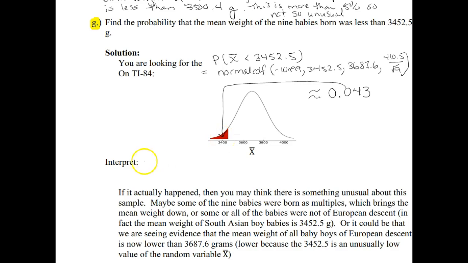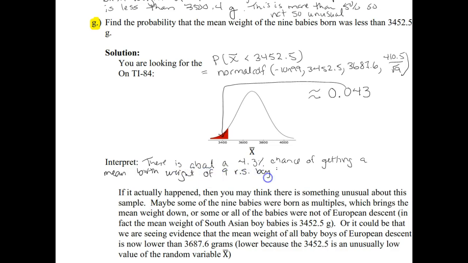So if we interpret this, that means there is about a 4.3% chance of getting a mean birth weight of 9 randomly selected boy babies of European descent to be less than 3,452.5 grams. Now that is less than 5%, so this is unusual.